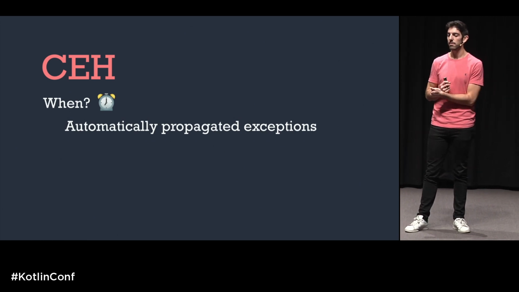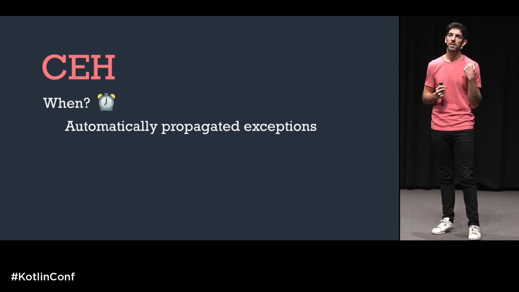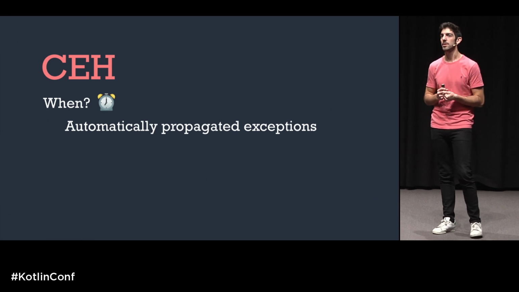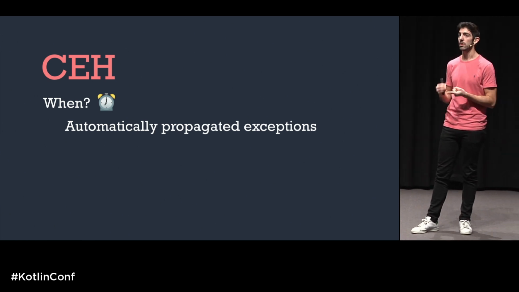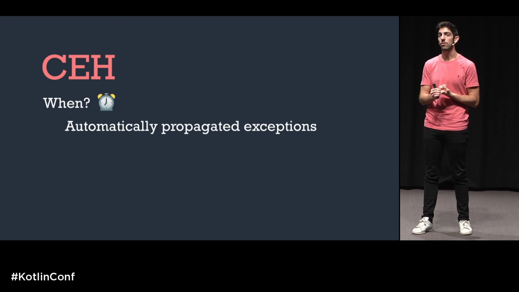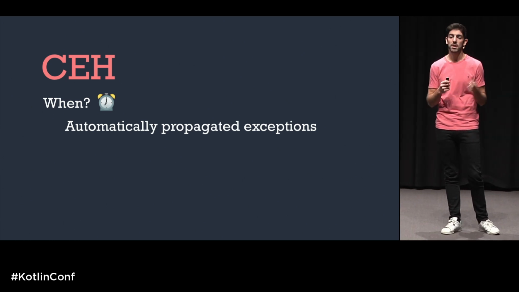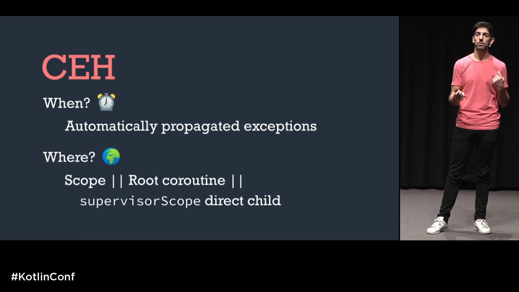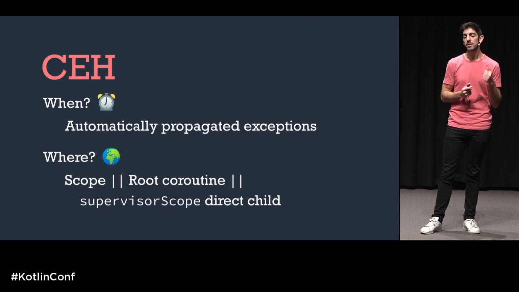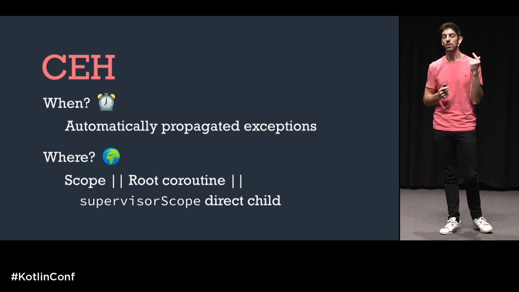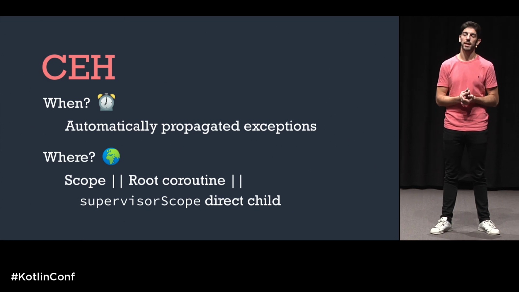When is it going to be called? It's going to be with automatically propagated exceptions. That means that it's going to work with launch as a root coroutine, but not with async. And where is it going to be installed? Either in the scope, the root coroutine, or a supervisor scope direct child.